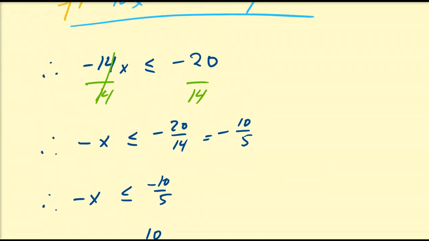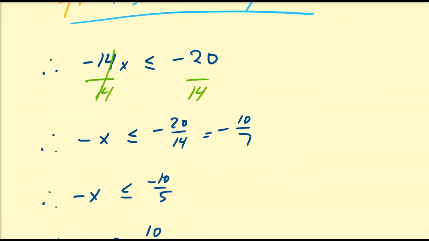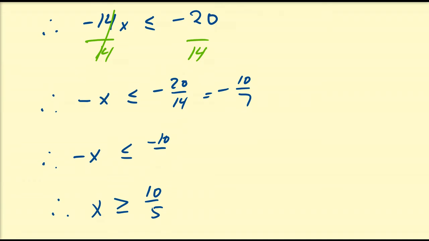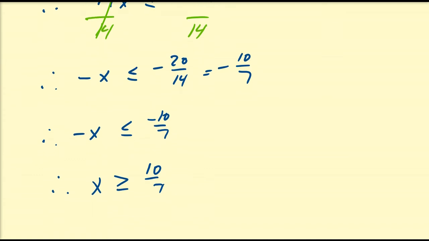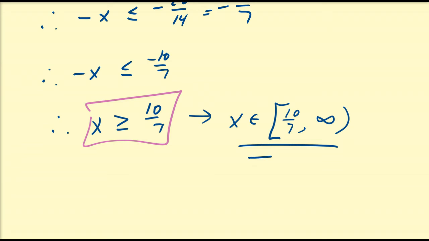Right? Where the fifths come from, it should be 7s. 14 divided by 2 is 7. Simple mistake. 7, 7. Okay, great. All right, so 10/7 will work in the inequality, which you can verify, and any number bigger than that. So as long as x belongs to the interval bracket 10/7 comma infinity, any number in that interval will work.